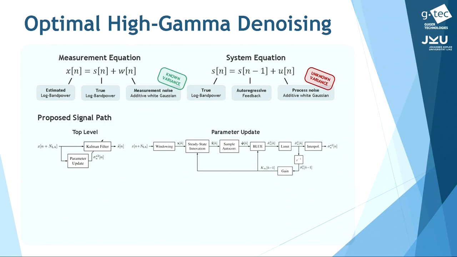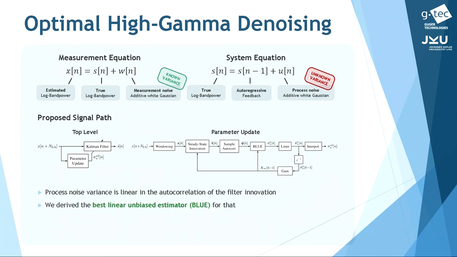Here is the signal path. Let's not go too much into detail. The only thing I want to mention is that we have optimally estimated the process noise variance from the input data, and it's based on an autocorrelation of the innovation process. The innovation process is just the difference between the incoming signal and the current estimate. We are autocorrelating this, and then we have a linear estimator for the process noise variance. And moreover, it's not only a linear estimate, but it's also the best linear unbiased estimate, so it's statistically optimal.